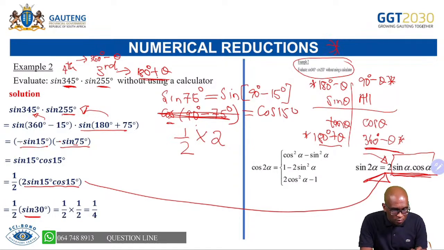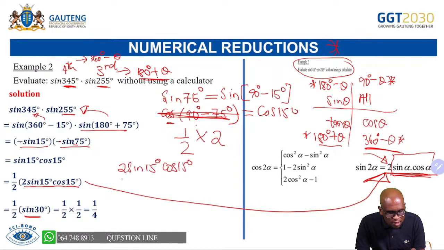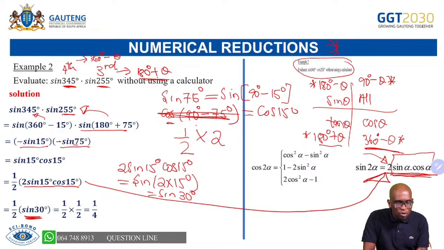Where did we get the sine of 30? We got it from the fact that 2 sine 15 cos 15 is the same as the sine of double the angle, double 15, which is the sine of 30 degrees. And then sine of 30 is half using the special angles. And then when you multiply the two, you get 1/4.